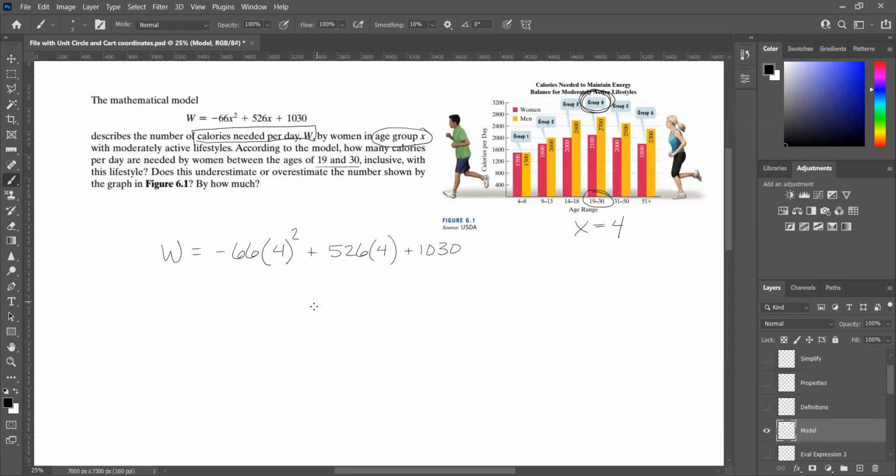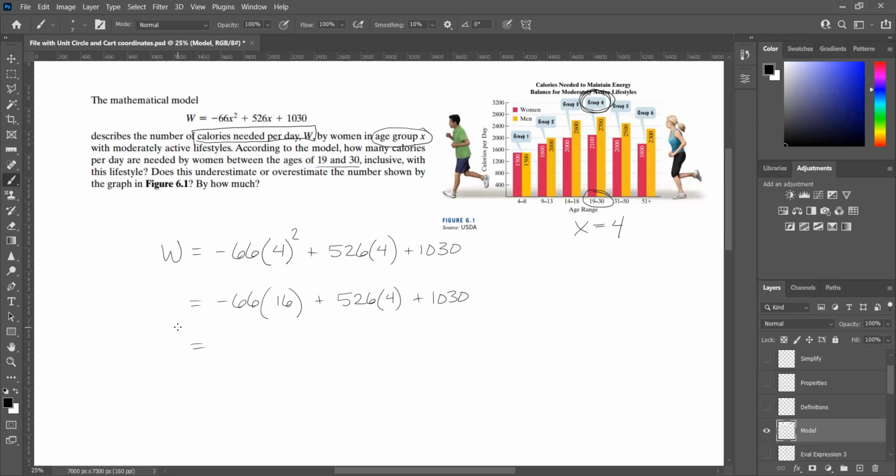And now I am evaluating the expression on the right, the full equation, when X equals 4. And so we've got our negative 66 times 4 times 4 is 16, plus 526 times 4, still kind of using PEMDAS here, plus 1030. So negative 66 times 16. I'm going to grab my calculator here, make sure I don't mislead you.